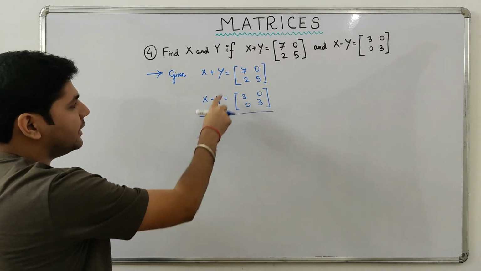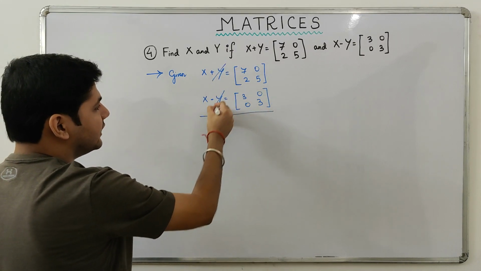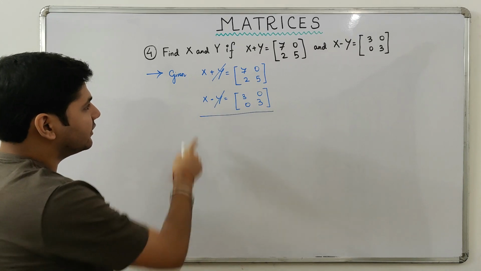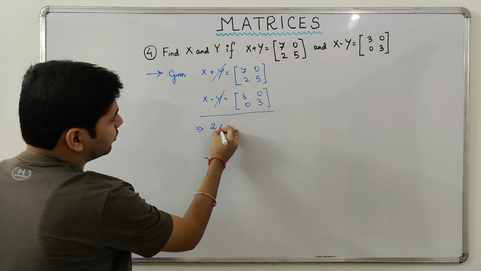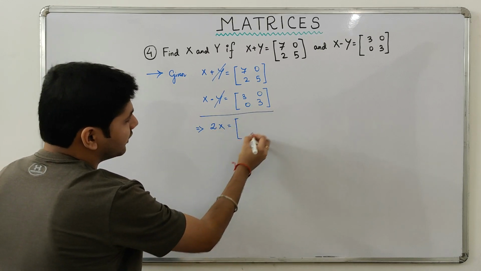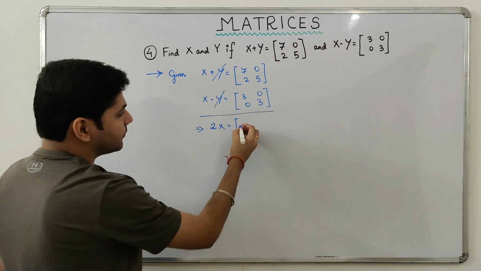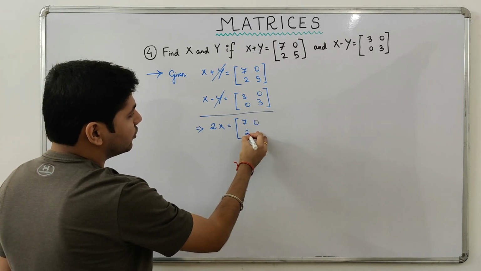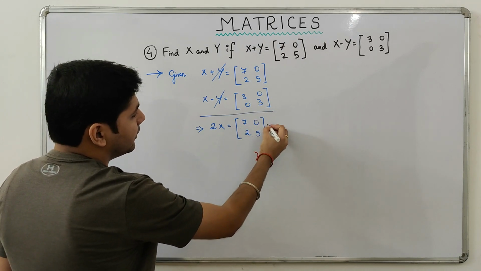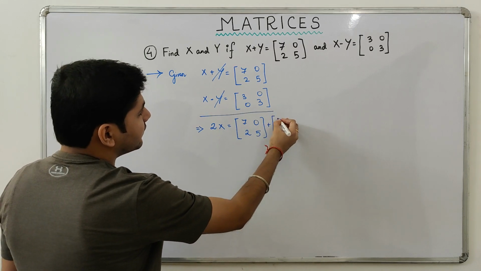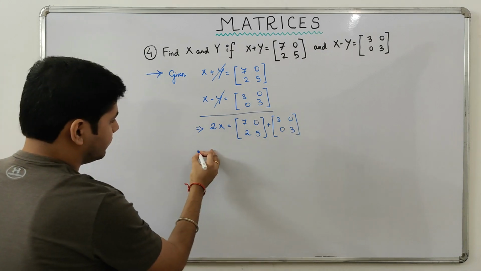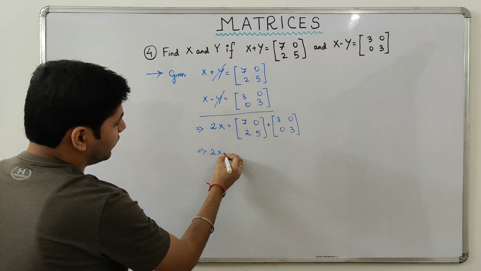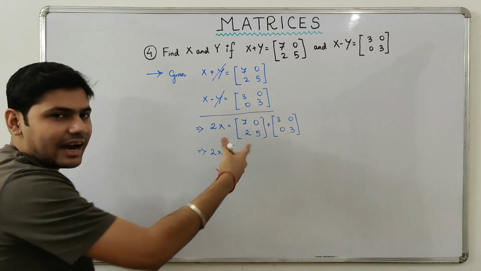Now we have plus y minus y, so we can cancel it out. So what we will get? x plus x will give us 2x, which is equal to this matrix plus this matrix: 7, 0, 2, 5 plus 3, 0, 0, 3. Therefore 2x is equal to, let's add it up.